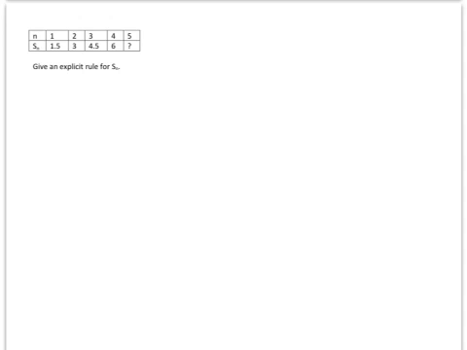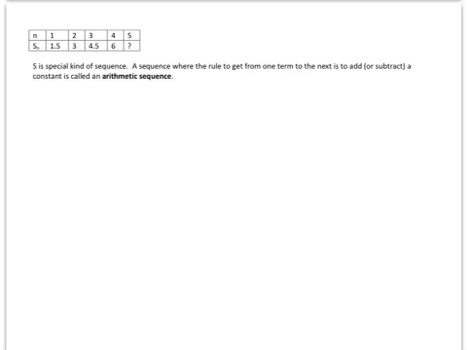To write an explicit rule, we say that S sub n is equal to n times 1.5. This sequence that we just looked at is a special kind of sequence. A sequence where the rule to get from one term to the next is to add or subtract a constant is called an arithmetic sequence. The constant that we're adding here was 1.5.